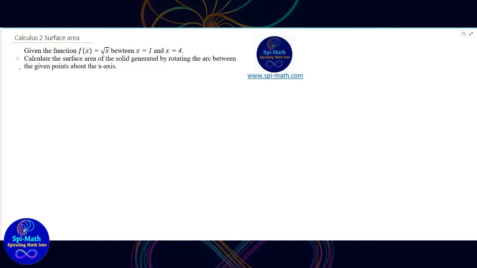Hello. A part of the Calculus 2 course is talking about the calculation of surface area and length of the arc of a function that can be rotated around one of the axes or any straight line. In our case, we are given the function f of x equal radical x between the points 1 and 4. We are asked to find the surface area after revolution of the arc between 1 and 4 around the x-axis.